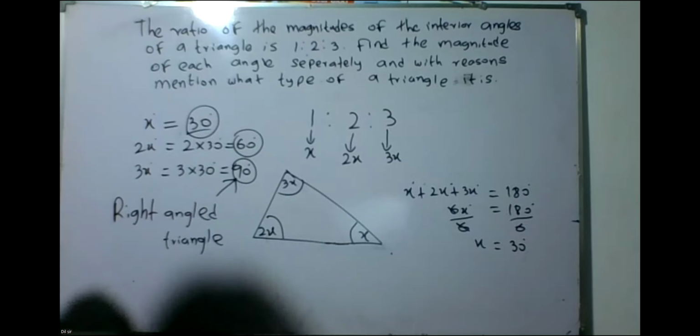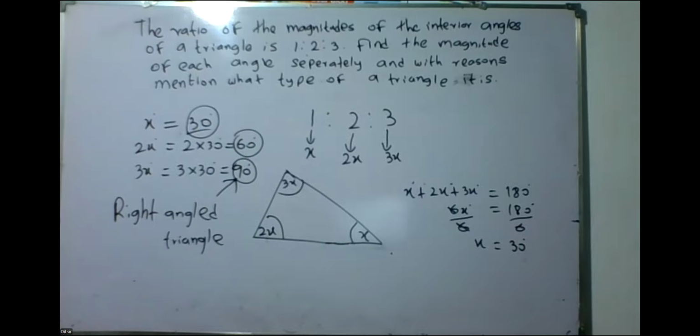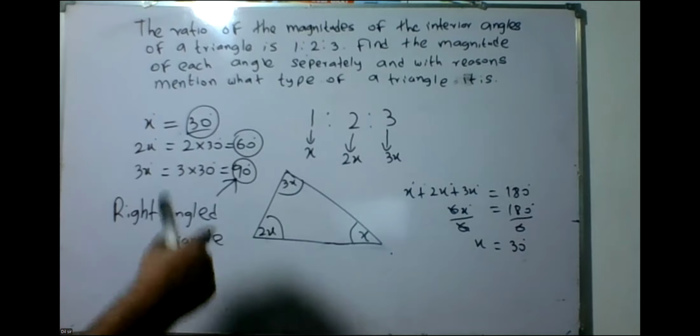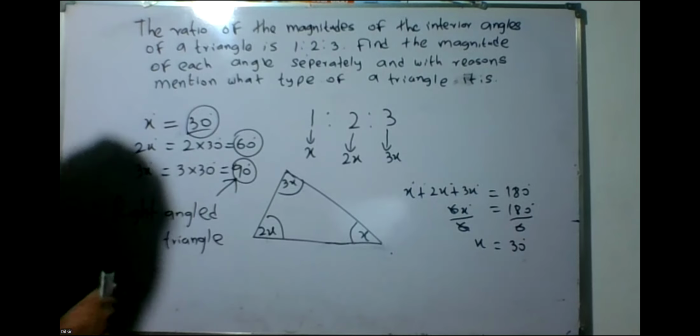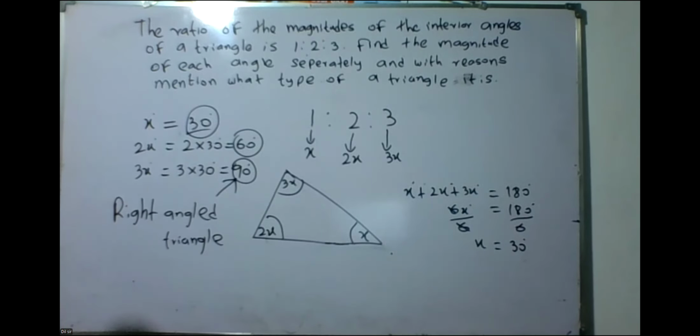Okay, take a screenshot. I will explain the other method, that means the ratio method, quickly. Then you copy down this quickly. Take a screenshot, then later you can copy down, because now the time is 18 minutes past 9 o'clock.